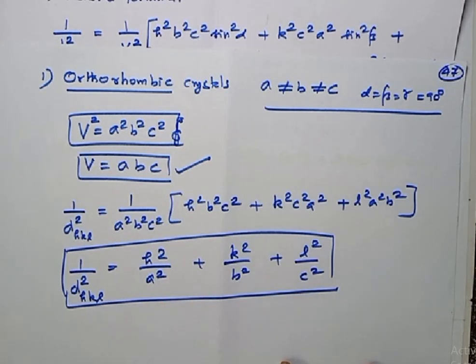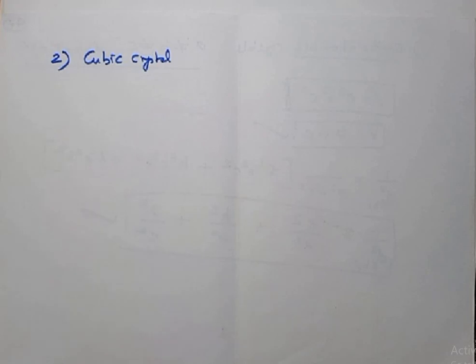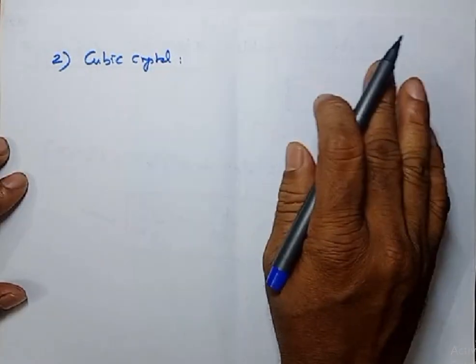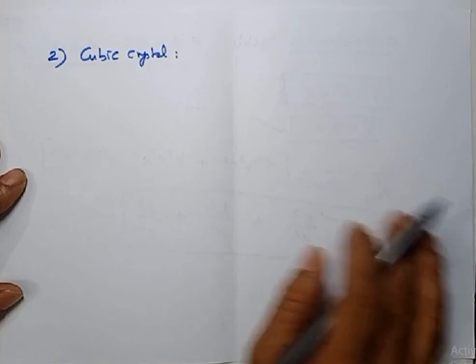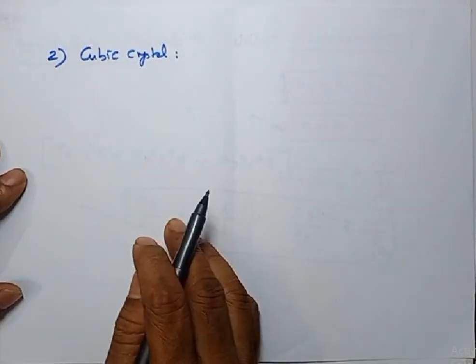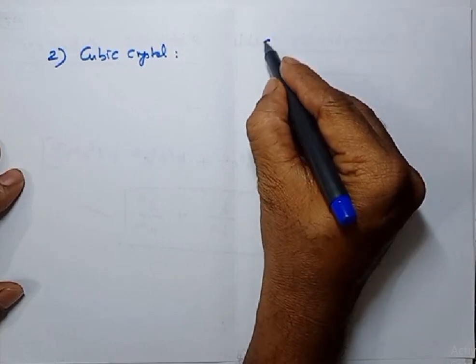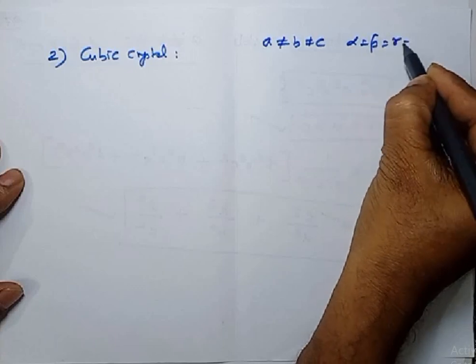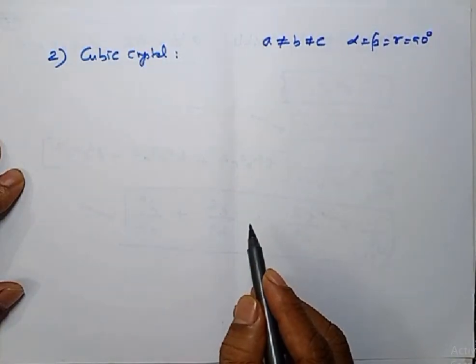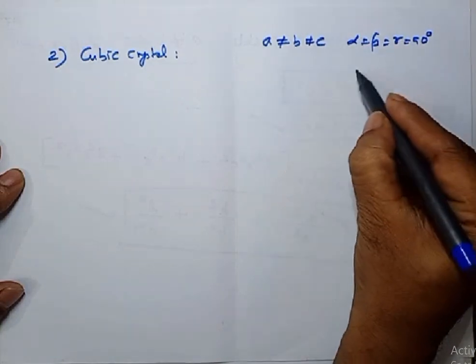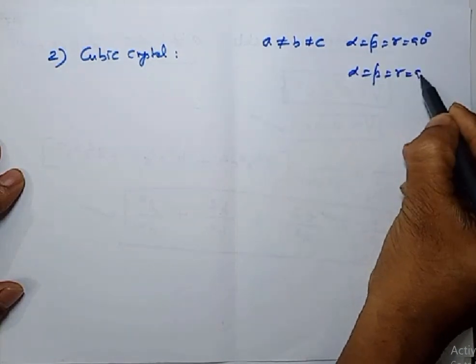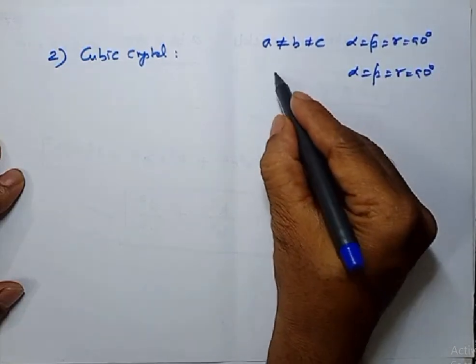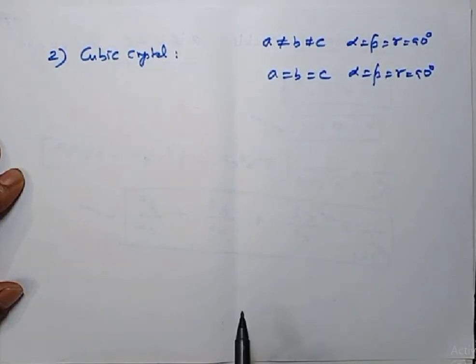Okay, take down. Now we'll see how to find the interplanar distance between similar planes in cubic crystals. Already we have worked it out for an orthorhombic crystal. Now I am going to show you how to find it for a cubic crystal. Listen, for an orthorhombic crystal, a not equal to b not equal to c, and alpha, beta, gamma are all equal to 90 degrees. For cubic, alpha, beta, gamma are equal to 90 degrees. This is the same, but a, b, c are all equal.